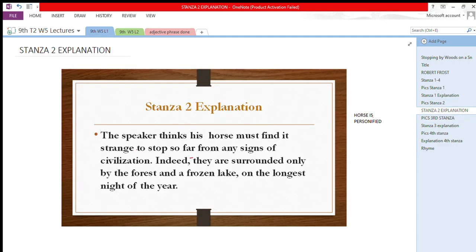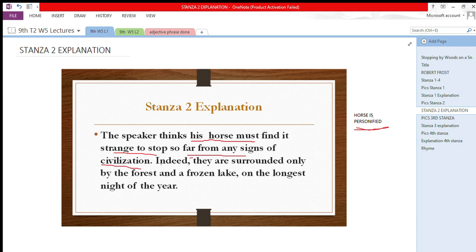Now, in the second stanza, the speaker thinks his horse must find it strange. He gives human qualities to his horse, so the horse is personified over here. Horse is given the qualities of a human being. And you know, when we give the qualities of a human being to a non-living thing, it is known as personification. It means that thing is personified. So the poet thinks that his horse must find it strange, queer means strange, odd, to stop when there is no farmhouse nearby and there is no sign of civilization.